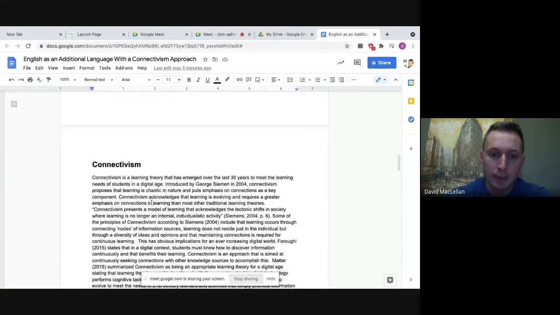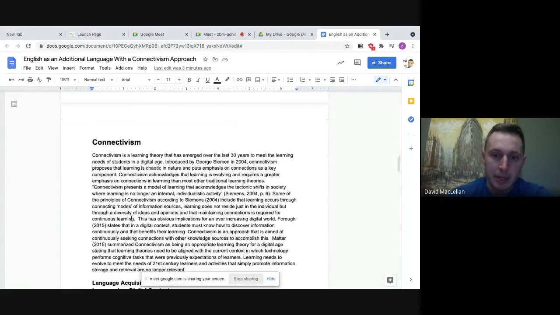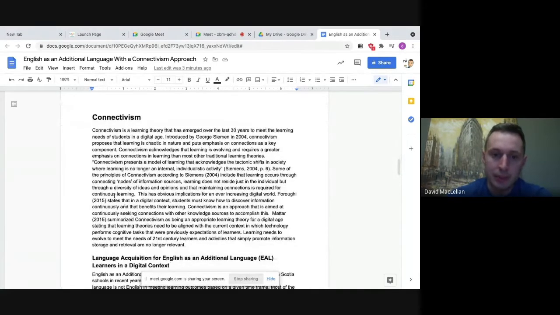A good way for me to do that was to look closer at the learning theory of connectivism. Some interesting ideas, and this is a relatively new learning theory, which I think is important. When we look at most of our learning theories, we're looking at very traditional learning theories. I'm not saying they're outdated, but maybe they need to have some technology included in them.